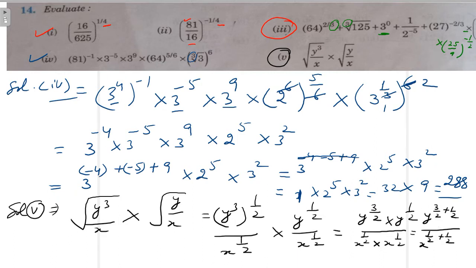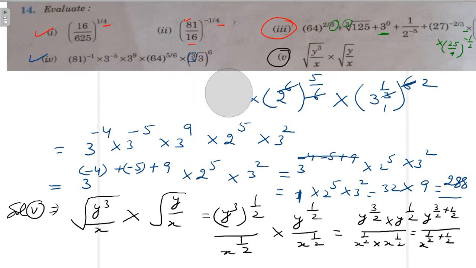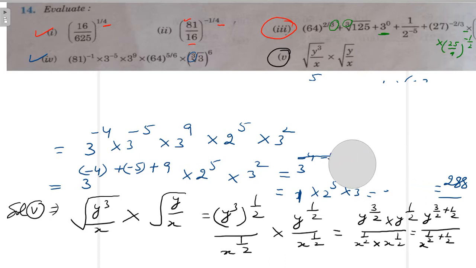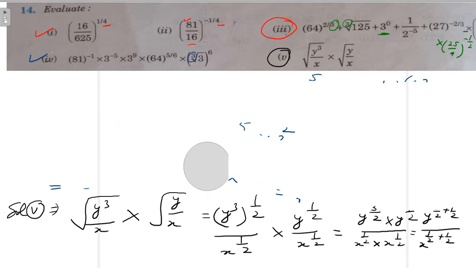So I will make some space and rub this. So this has also been rubbed, right students? Now I am going to do it here. Now this y, this is 3 upon 2, not 1 upon 2.